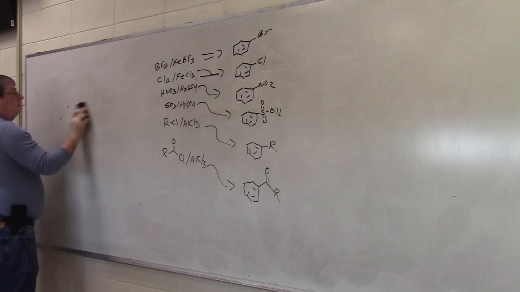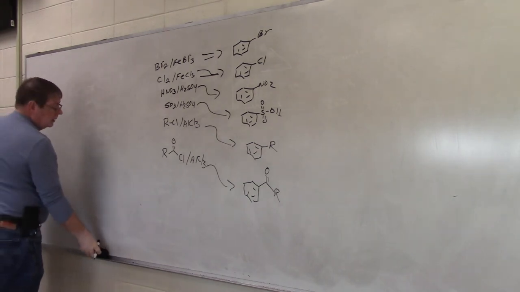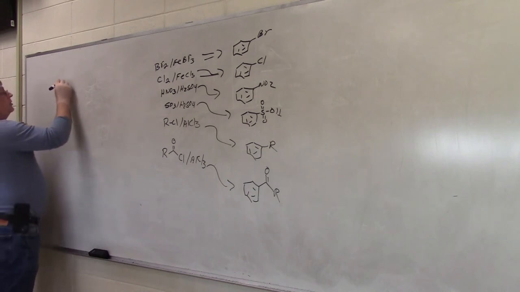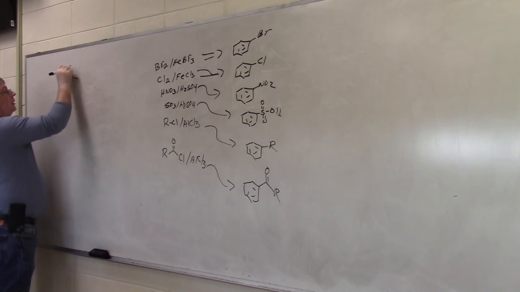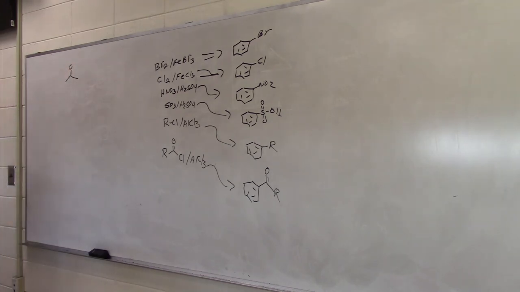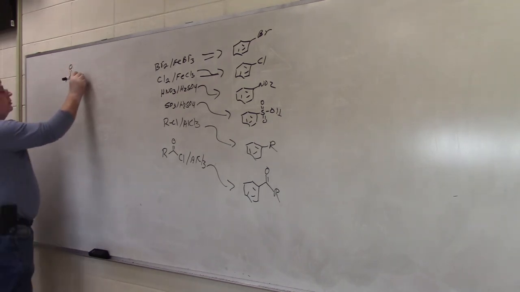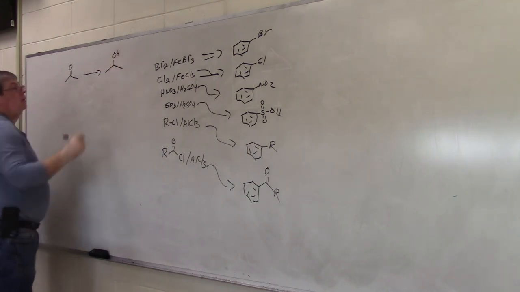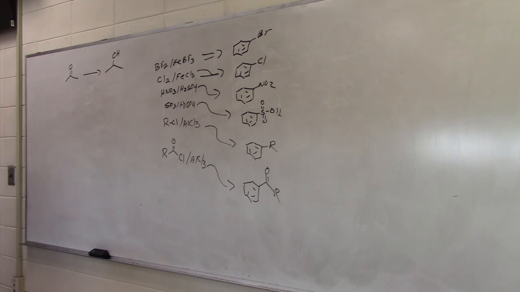So, take-home messages: know your electrophilic aromatic substitution stuff. We also learned about ketones and aldehydes and what we can do with those, right? So we can reduce them to alcohols. We learned two reagents to do that. What were the reagents? LAH.